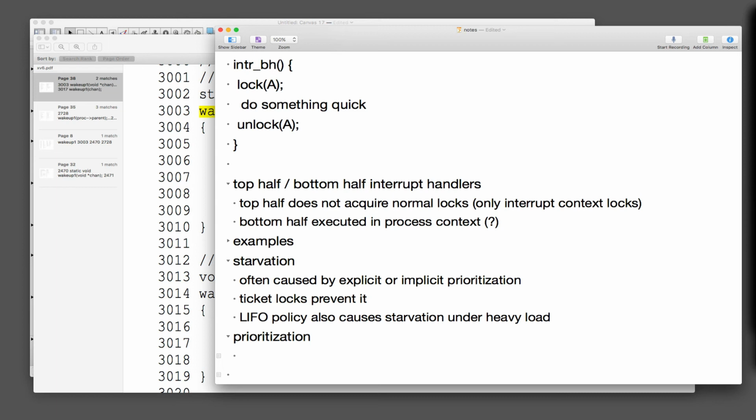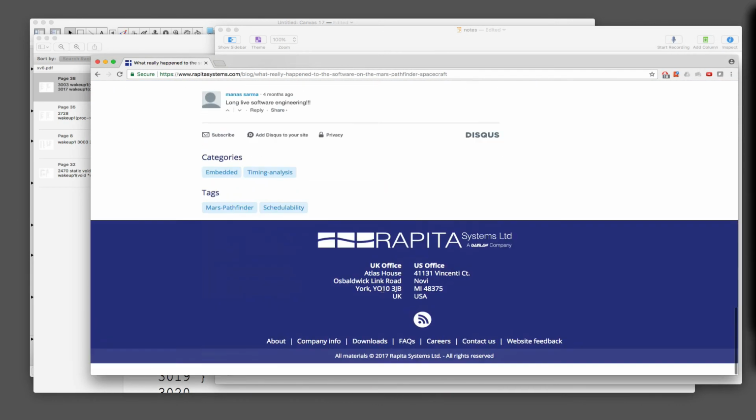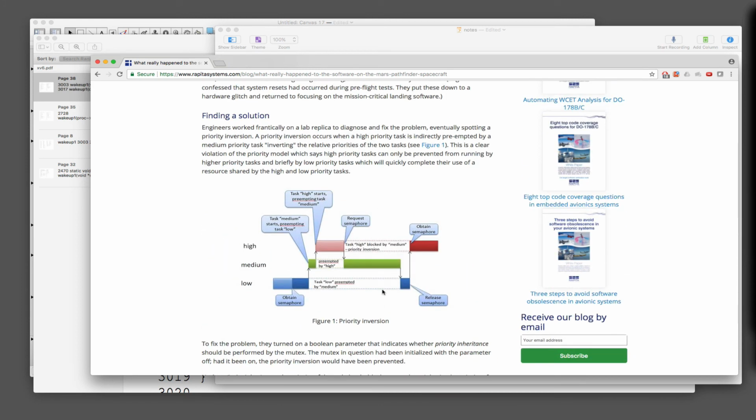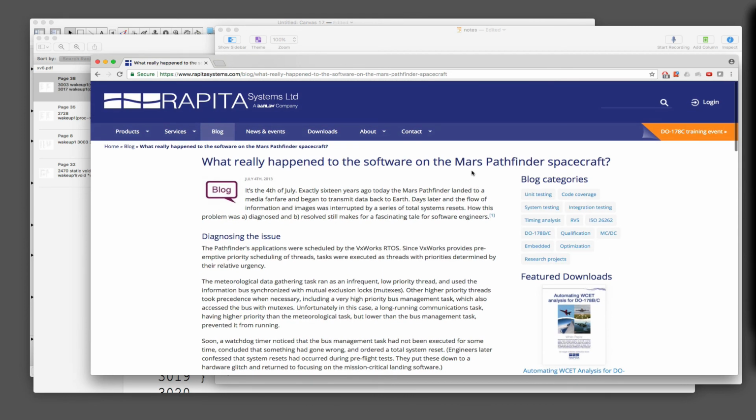So this happened in what was it called now? The Mars, Curiosity, not Curiosity. It was the one before. Let's see, Mars rover. Mars Pathfinder, it's called. This is a very short write-up of it. I recommend you take a look at this. Search for Mars Pathfinder priority inversion.